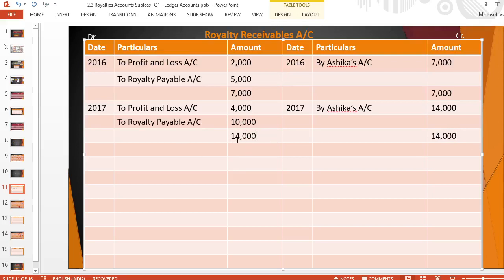So here you can analyze out of the 14,000 rupees royalty due from Sub-Lessee, 10,000 should be transferred to lessor.